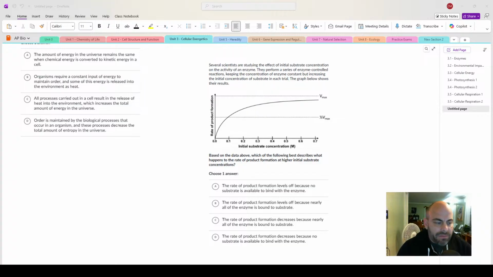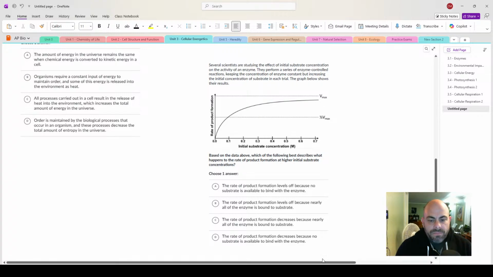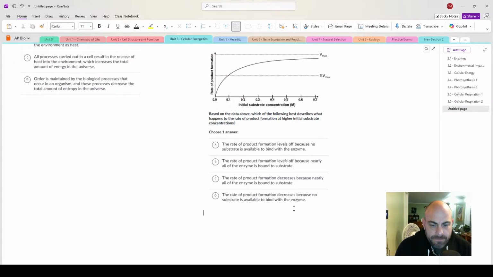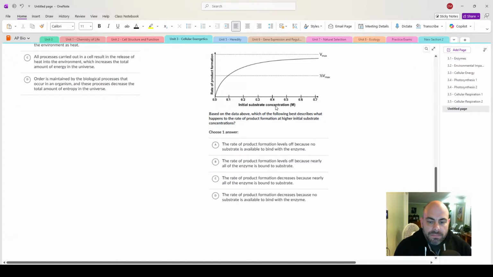But you know what? We don't have to like the wording in the question. So again, let's talk about our logic there because that one was a little more tricky. We know that C and D were wrong just because the graph shows us that they're wrong, right? And A and B, that's what we're stuck with. The rate of product formation levels off because no substrate is available to bind. That is not true, right? Because we can see that substrate is being put in more and more, and so that is not true.